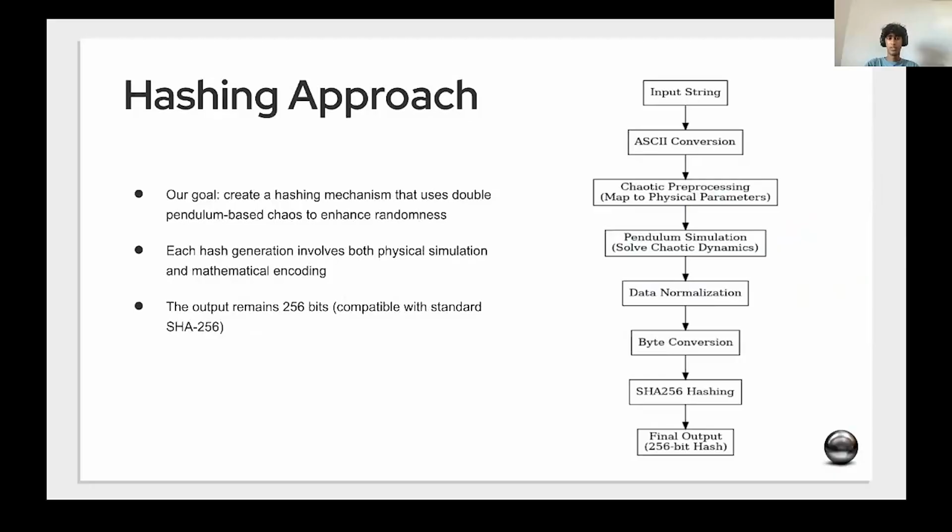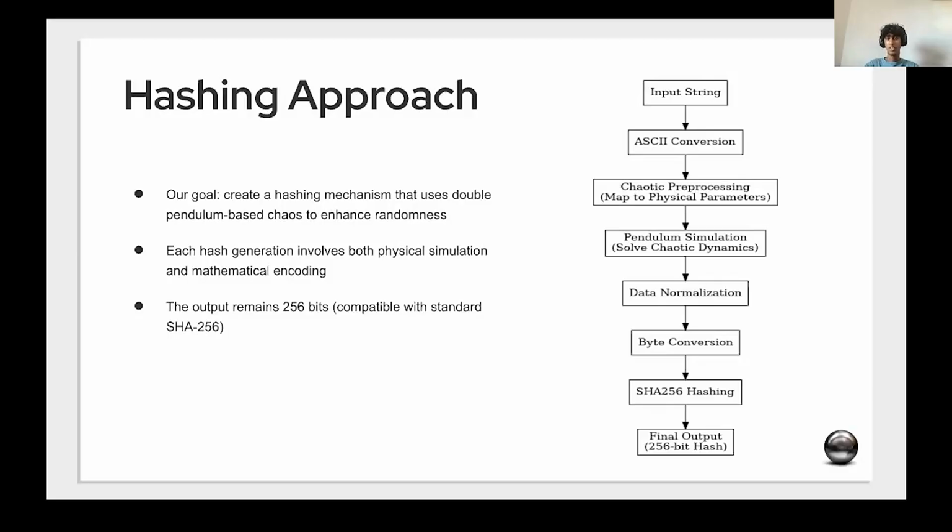So now let's go into a bit of our hashing approach. Our goal is to eventually create a hashing mechanism that uses double pendulum-based chaos to enhance randomness. This hashing mechanism should involve both the physical simulation of a double pendulum, and we should be able to mathematically encode any input string into the physical parameters of a double pendulum. And the output should also remain 256 bits, which is compatible with standard SHA-256.